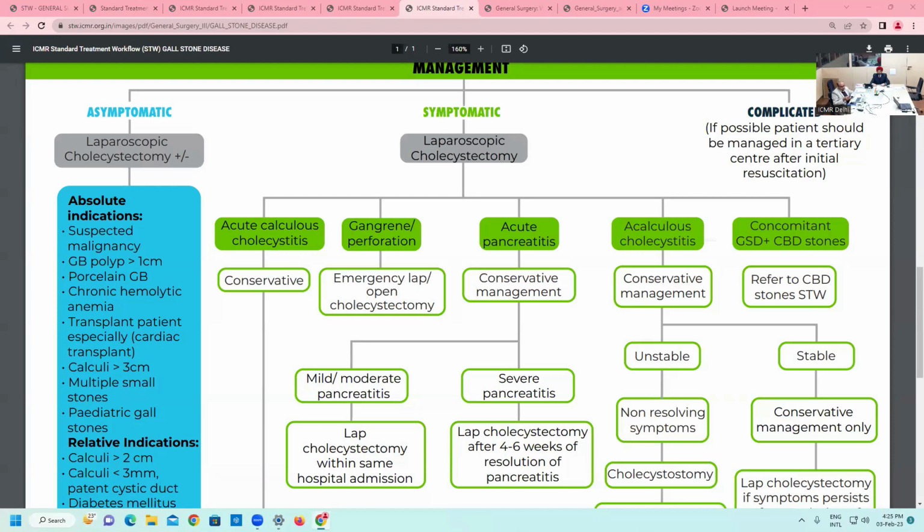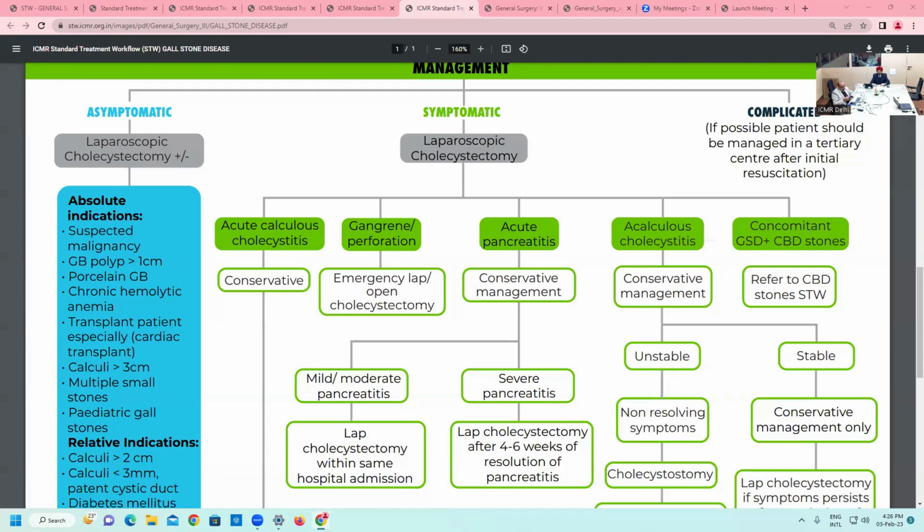However, even in asymptomatic patients, there are certain conditions where we must counsel the patient for elective cholecystectomy. This is if the patient has a GB polyp. If the polyps are smaller in size, we can ask the patient to be put on surveillance.